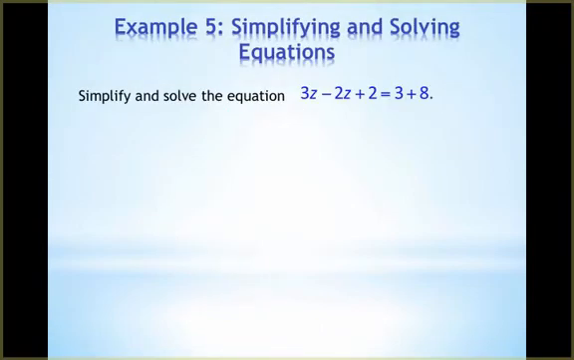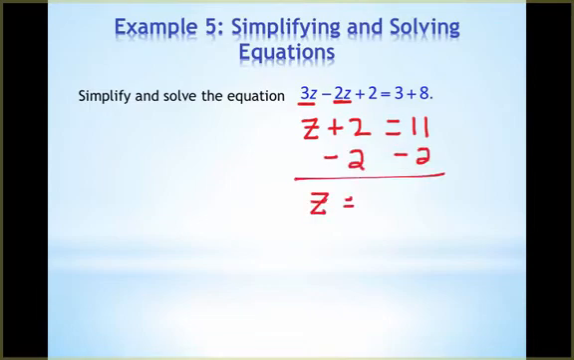Now let's look at the next equation. In this problem, we actually have some simplifying of like terms that we can do first. On our right-hand side, we have 3 plus 8, which we could simplify to 11. And on our left-hand side, we have 3z minus 2z, but we understand that to be 1z, or just z, plus 2. Because we can't combine a z and a 2, they're not like terms. So now I can subtract 2 from both sides and get that z equals 9.